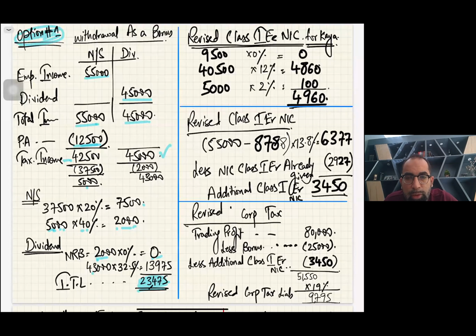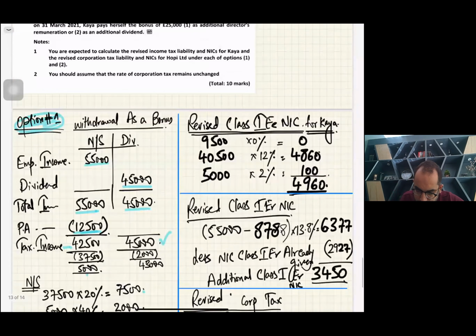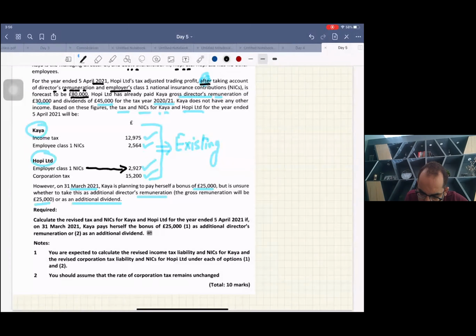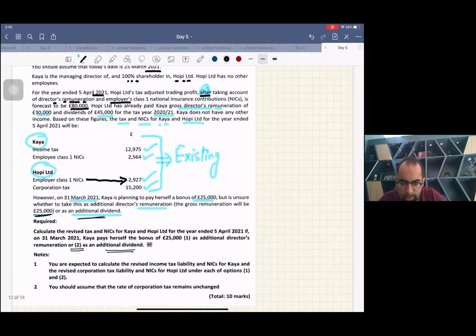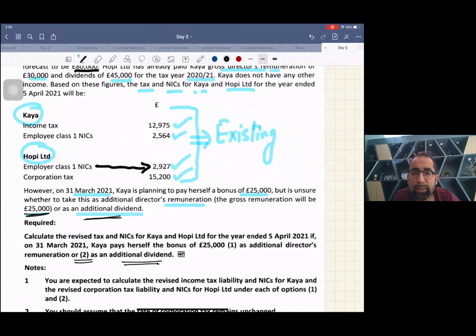Now we'll be moving towards option number two. Listen, read the question. Option number two is an additional dividend. She can withdraw this additional 25,000 as a dividend. Now just think over the consequences.